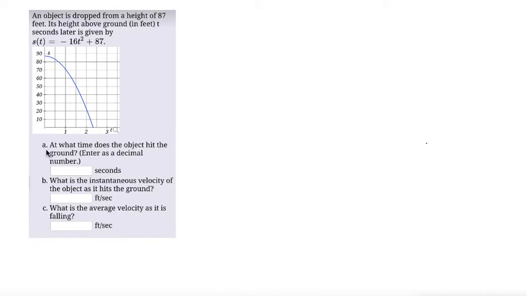The first question asks, at what time does the object hit the ground? Enter as a decimal number. So the object would hit the ground when the height above the ground equals 0. So to relate the height above the ground equaling 0, the function would equal 0. So let's plug in 0 is equal to negative 16t squared plus 87. And we're looking for the time that it hits the ground, so we're solving for t.